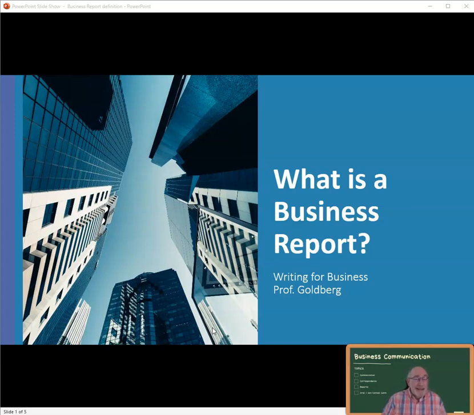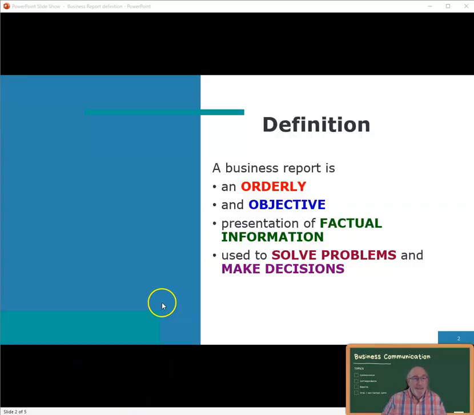So, let's ask the question. What is a business report? Well, let's start with a basic definition. A business report is an orderly and objective presentation of factual information used to solve problems and make decisions. This definition is true of both informal short reports and formal long reports.